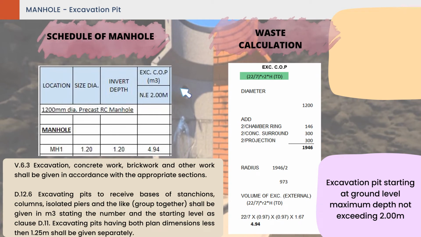The clause that related are V.6.3. Excavation, concrete work, brickwork, and other work shall be given in accordance with the appropriate sections. Second is D.12.6. Excavating pits to receive bases of stanchions, columns, isolated piers, and the like, which is grouped together, shall be given in meter cubes stating the number and the starting level as clause D.11. Excavating pits having both plan dimensions less than 1.25 meter shall be given separately.